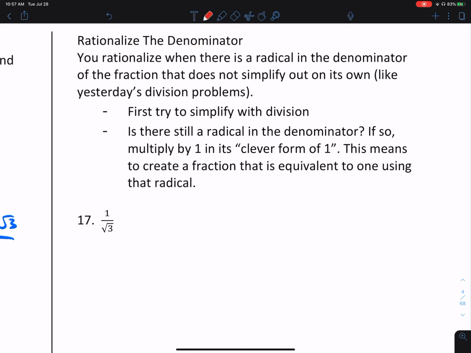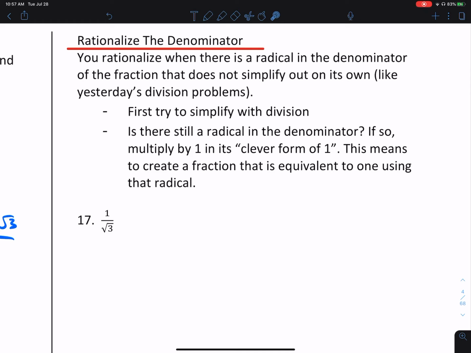Rationalizing the denominator. First of all, when do you do this? If your answer has a square root in the denominator, we don't like to leave our answer that way. So this is the process that you do to fix that.